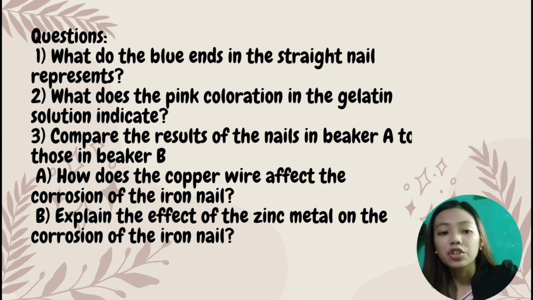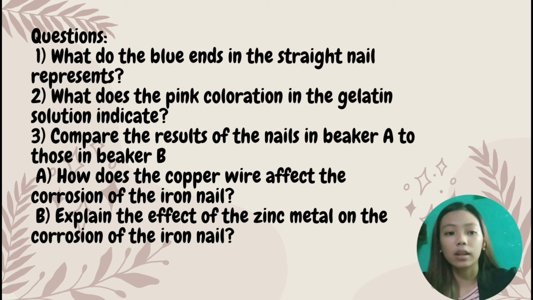So now, have you imagined our experiment? With that experiment, let's also answer the questions that we might encounter. Question number 1: what do the blue ends in the straight nail represent? The indicator color changes suggest that oxidation and reduction occur at different sites on the nail, and the blue areas indicate the presence of iron(II) or Fe2+ ions, which happen due to the oxidation of iron atoms.